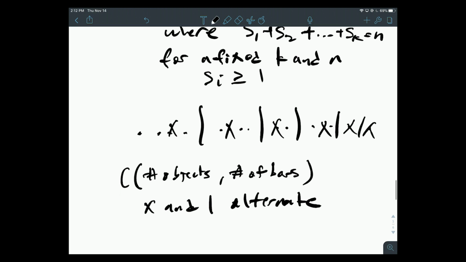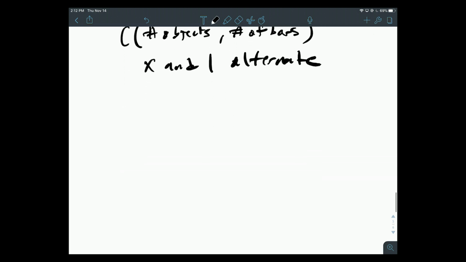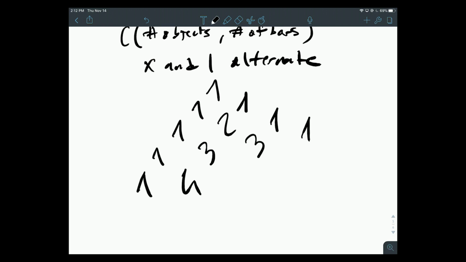Because you want exactly one x between each pair of bars. So you can simplify this to just some combinatorics coefficient, or some binomial coefficient. I can quickly show how I eventually derived the formula. There is Pascal's triangle, a triangle with binomial coefficients, and I just wrote down the results with brute force.